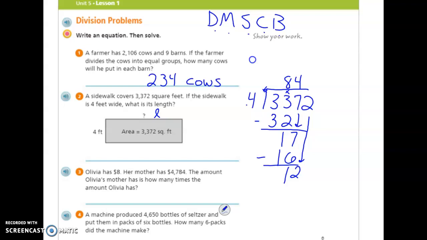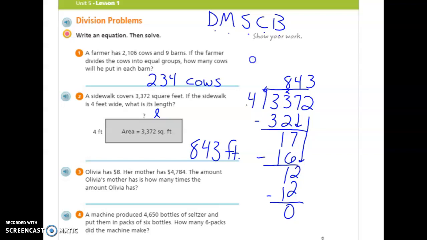If you get a really long problem, sometimes you have really long arrows, but it really, really helps you to figure out if you've brought that number down or not. When you have more numbers up here, they're harder to keep track of. Does 4 go into 12? Yes, it does. How many times? 3. 3 times 4 is 12. Write it down. Subtract. 0. I am done. My answer is 843 feet.